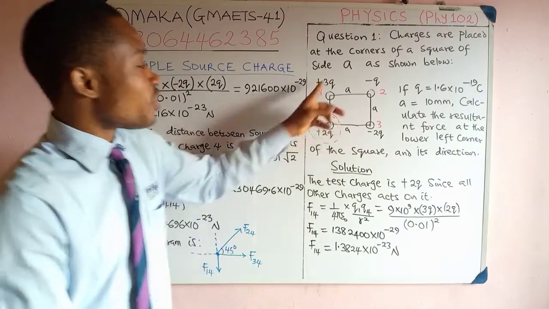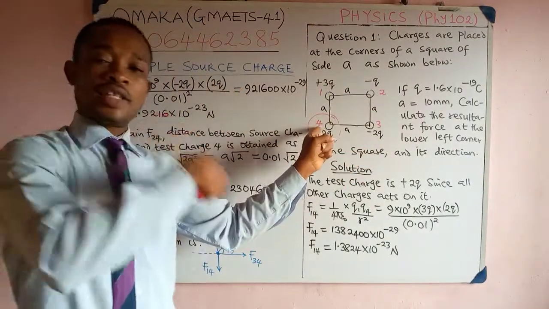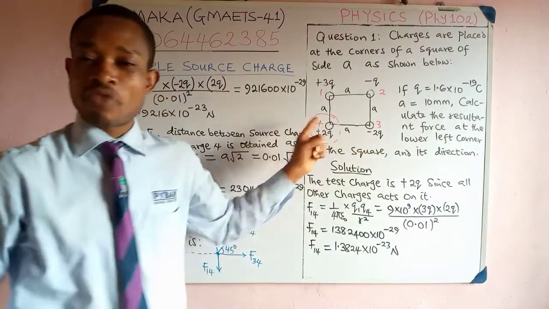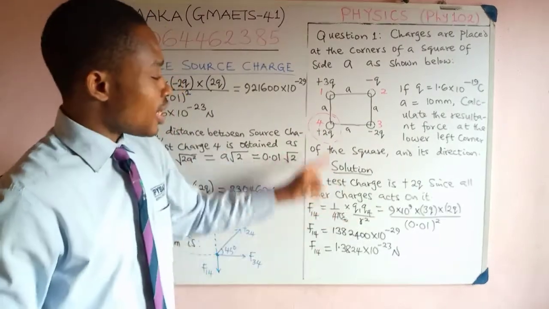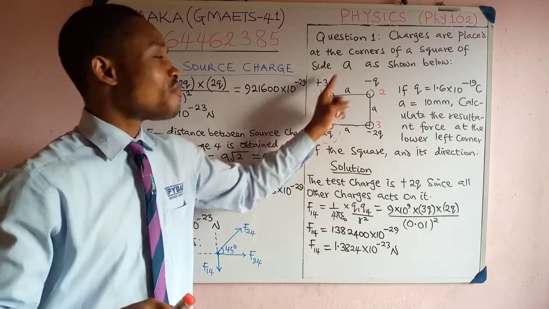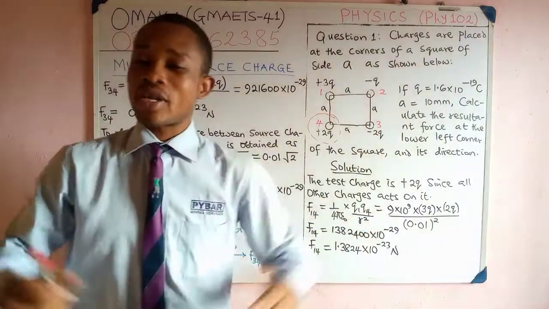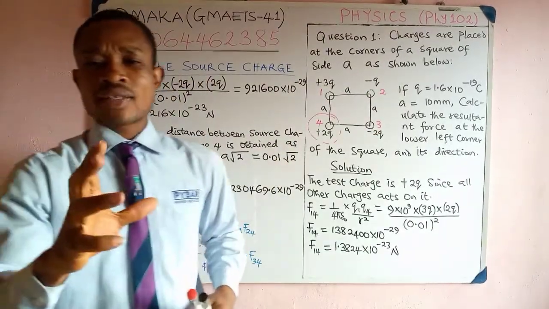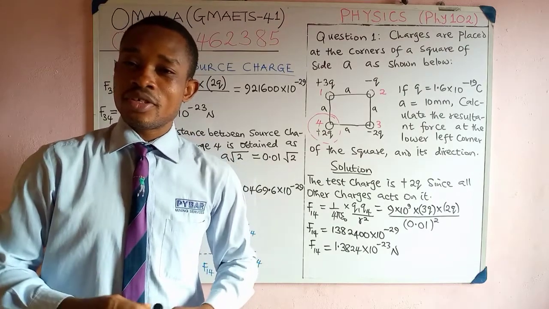The point is that every other charge is exerting a force at this point. So they want you to get that resultant force there. Is that okay? That being the case, positive 2Q will be our test charge. Every other charge will be our source charge. As explained earlier, what do you need to do?